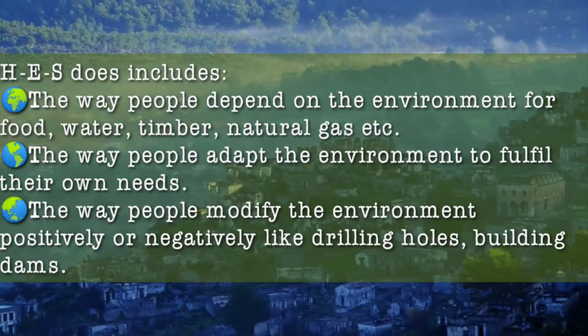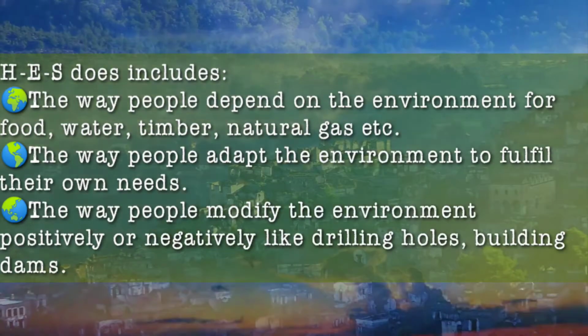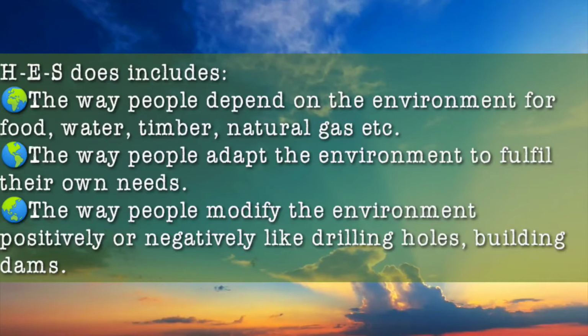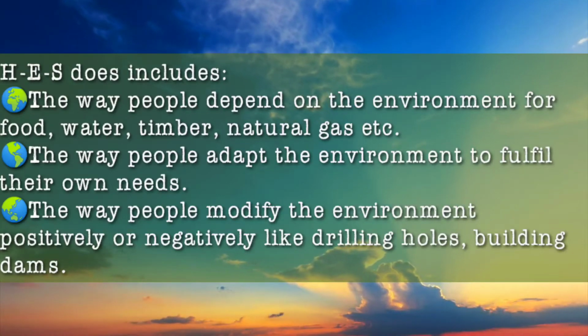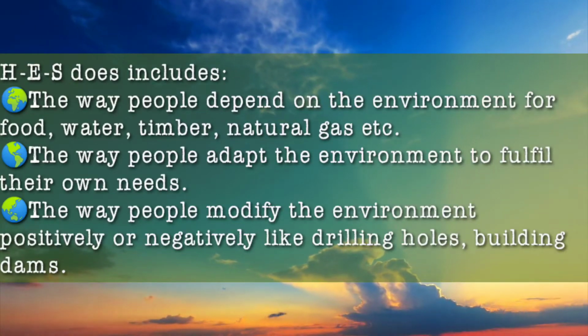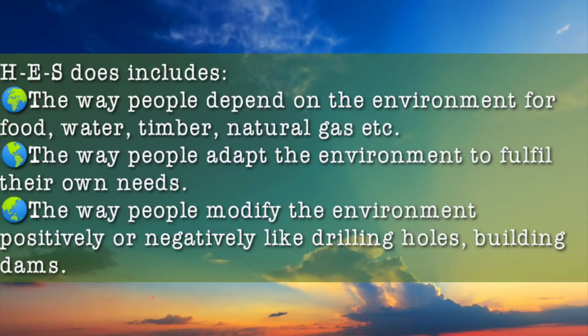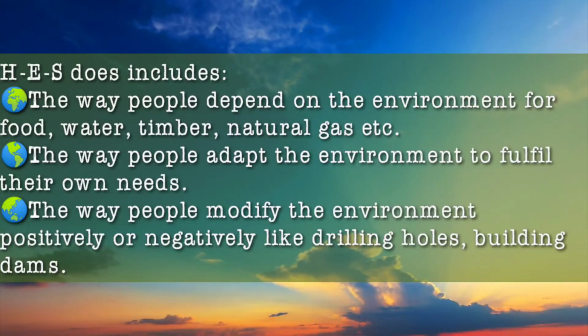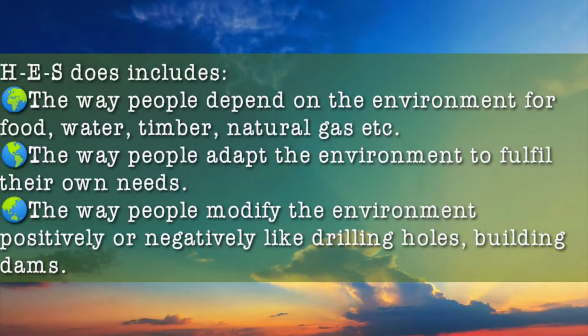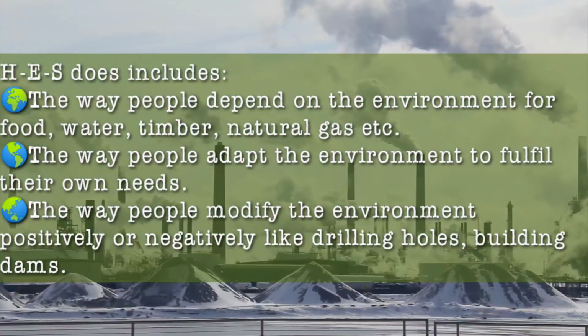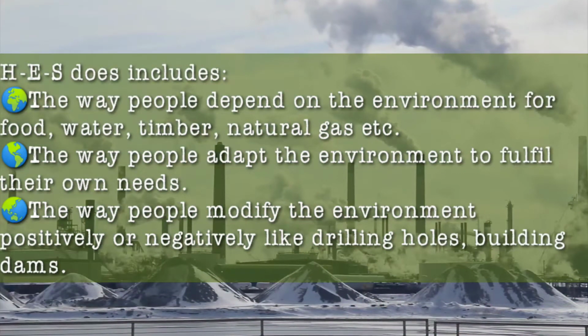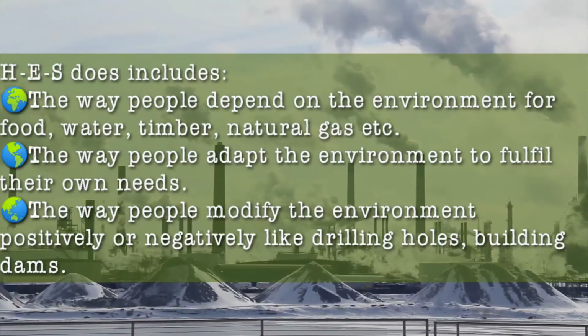Human environment system thus includes the following. First, the way people depend on the environment for food, water, timber, natural gas, and so on. The way people adapt the environment to fulfill their own needs. And the way people modify the environment positively or negatively, like drilling holes, building dams, and so on.